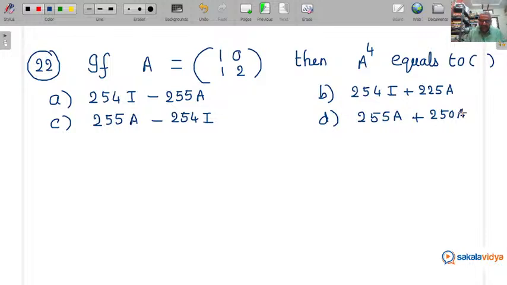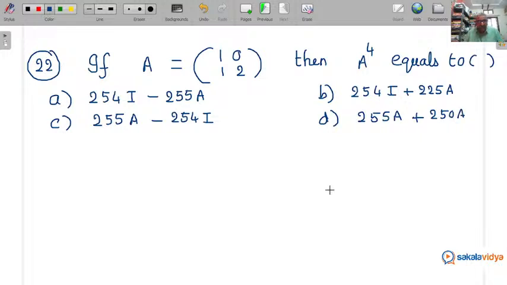It's a very interesting question, this one also. So A to the power of 4 value in terms of I and A, we need to express it. What is our answer? If A is equal to 1 0 1 2, then A to the power of 4 equals to.